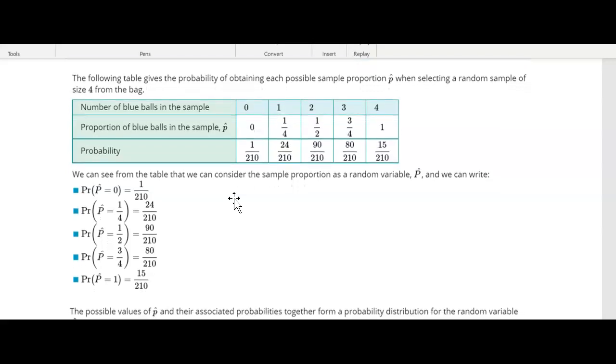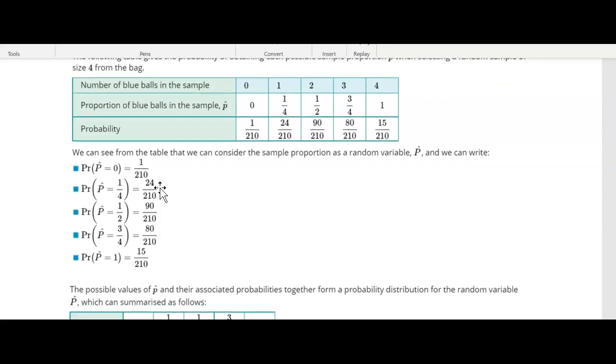So we can see from the table that we can consider the sample proportion as a random variable, capital P hat, and we can write these different probabilities. Okay, so capital P hat is a random variable, and you can write it like this. Okay, so instead of using, in the past we've used x, so x equals 0, we've got p hat equals 0 or p hat equals 1 out of 4 because we're looking at the sample proportion.